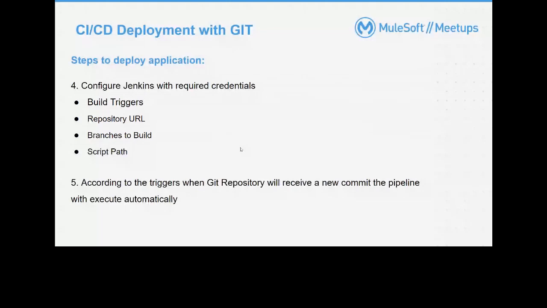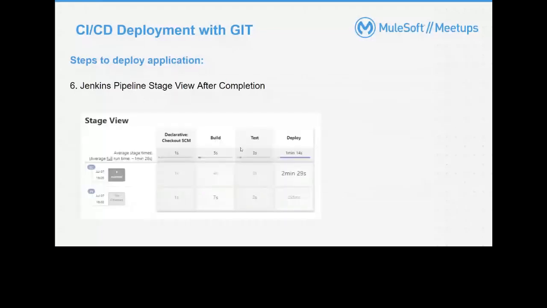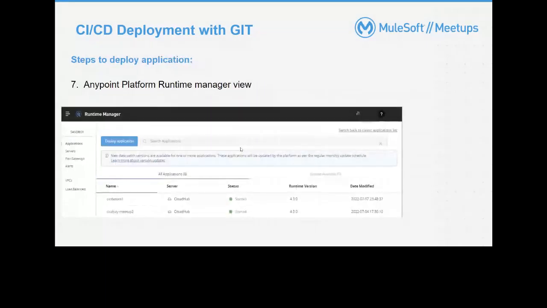Coming to the sixth step, the Jenkins pipeline stage view. It shows how the Jenkins pipeline looks. I've added it so you can see beforehand how a pipeline looks during execution in the stage view. And the seventh step: after the pipeline executes and the project is deployed, it runs on the Anypoint Platform Runtime Manager, where we can easily see the deployed application.